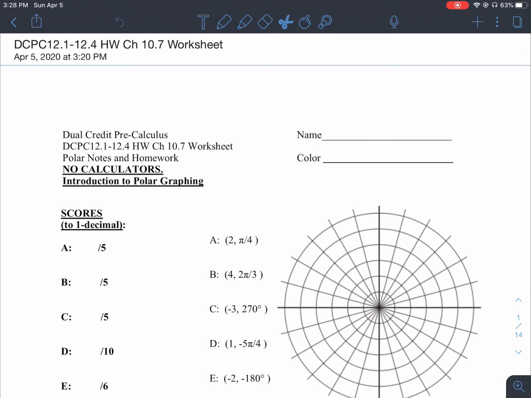Today we're going to be starting Unit 12, Chapter 10B, the second half of Chapter 10. For the next few days, you're going to want to make sure that you have this Chapter 10.7 worksheet. We're going to use it both as notes and homework for about the next 4 days. So you want to make sure that you have that handy. It's available on Schoology. You can download it, you can print it.